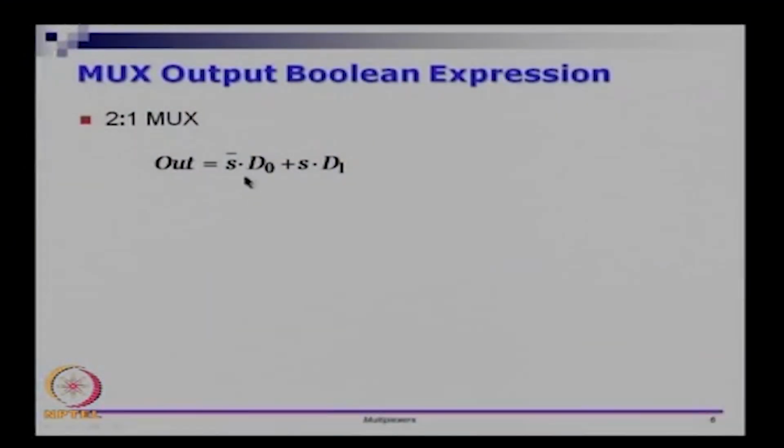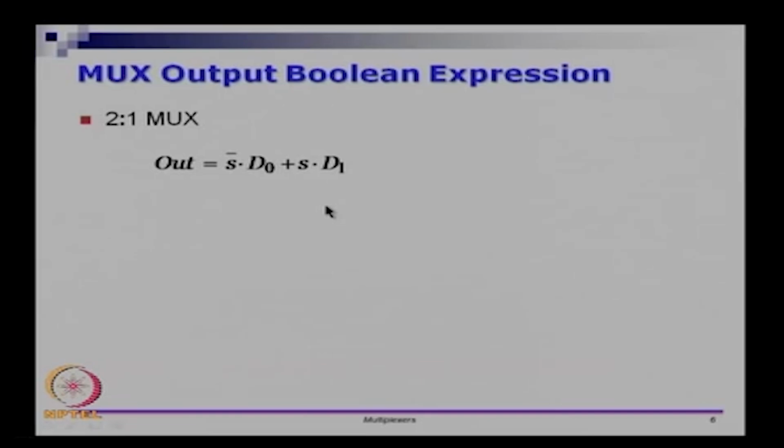A 2 to 1 mux has this expression. If I have one select line called S, if S is off, so S is 0, then 0 bar is 1, 1 into D0. However, this term will become 0. So 1 and D0 is D0. If S is 1, this term will be 0, this term will be D1. So that is the expression for a 2 to 1 mux.